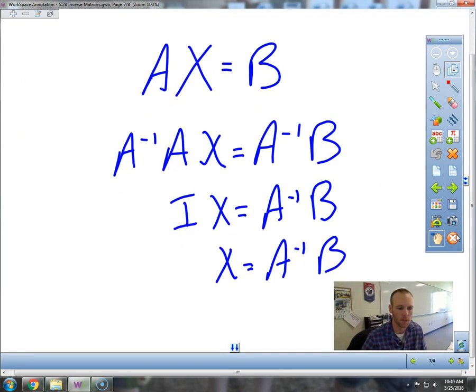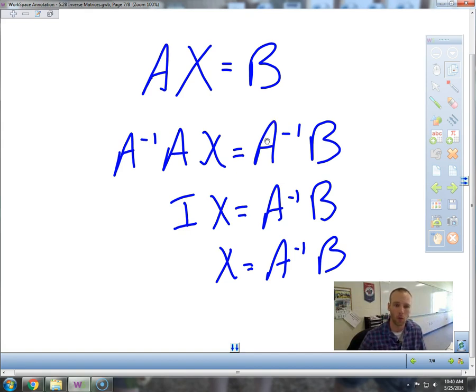And I said, okay, if A times X equals B and we want to solve it for X, we have to get rid of the A. Well, how do we cancel out a matrix? By multiplying by its inverse. So we multiplied by A inverse on the left. Well, if I multiply by A inverse on the left, I have to do the same thing on the other side of the equal sign.